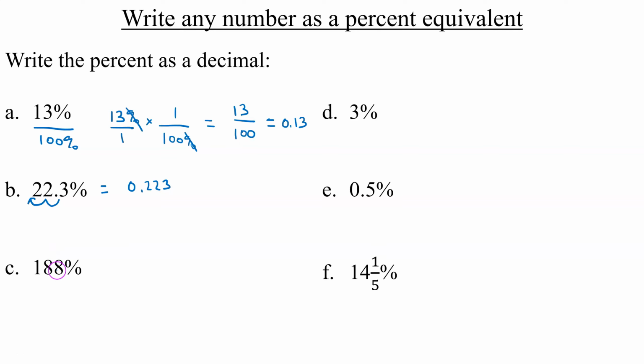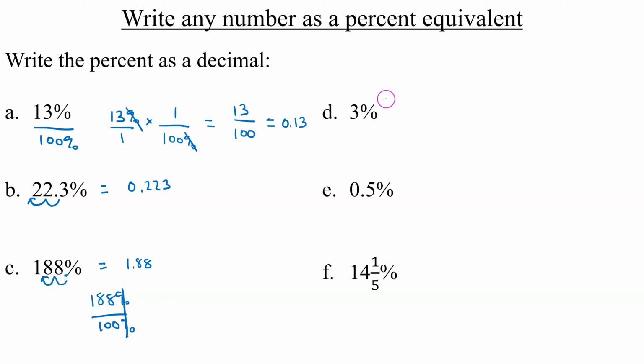Notice we don't have a decimal here, but whenever you don't have a decimal, you put it all the way to the right of your number. So 188%, if we want to convert that into decimal form, we move our decimal 2 to the left, and it's 1.88. And we're getting rid of the percentage sign because really what you're doing is you're taking 188% and you're dividing it by 100%. So those percentage signs cancel out.